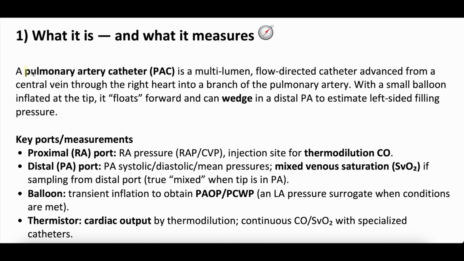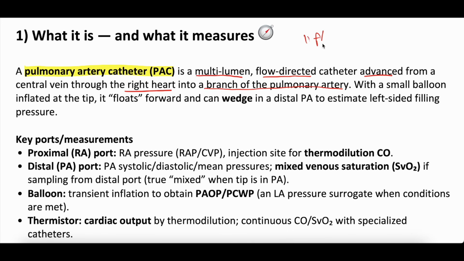So what is a pulmonary artery catheter? Well, this is a multi-lumen flow-directed catheter that usually is advanced from a central vein. Oftentimes you use the right internal jugular or the subclavian veins. Under fluoroscopy, you can do a femoral vein as well, although that's much harder to do bedside. And it's advanced through that vein into the right heart, into the right atrium, past the tricuspid valve, into the right ventricle, and eventually into a branch of the pulmonary artery.